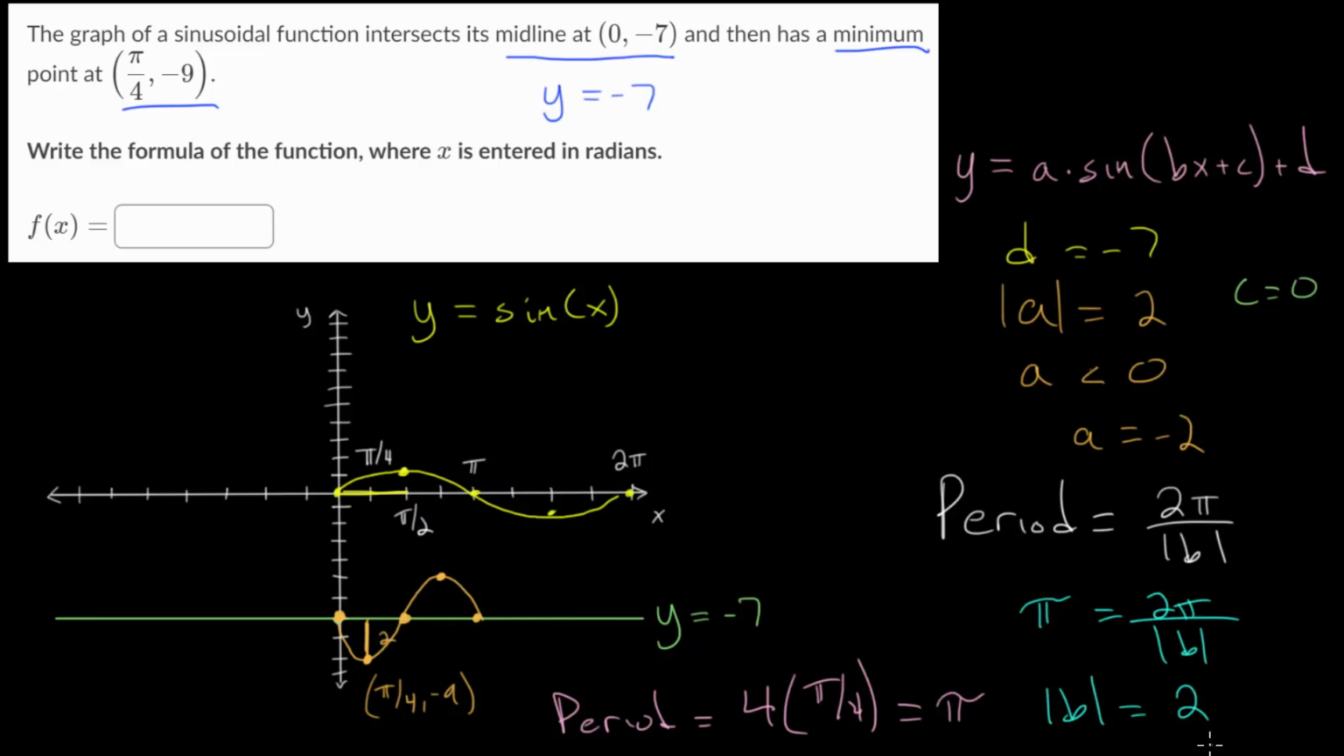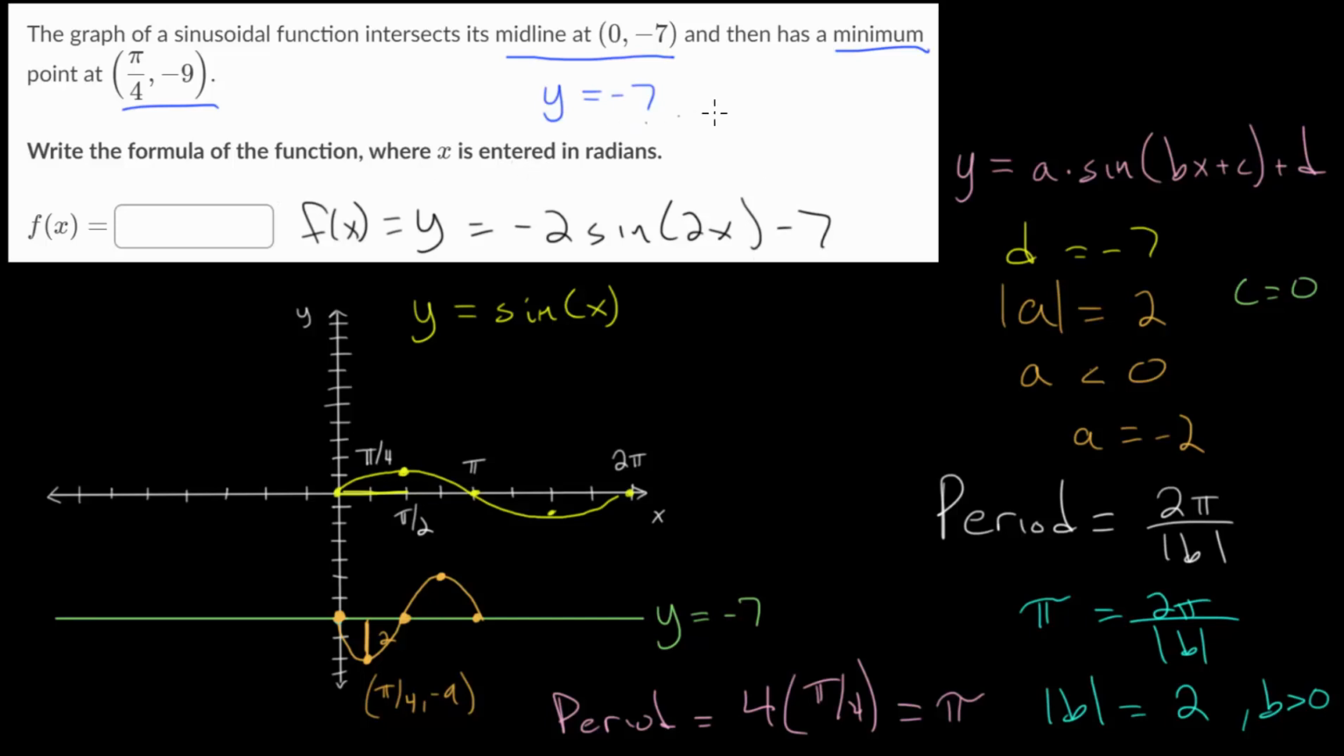If they're both negative, they will cancel each other out, and we would get the normal shape from the parent function, just compressed and shifted. But since we've already said that A would be negative, we can say that B is a positive number. So B in this case is just equal to 2. And from here we can write in our equation. Y, or f of x, this function, is equal to A, which is negative 2 multiplied by the sine of 2x plus 0 minus 7.